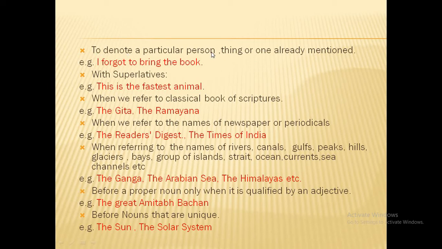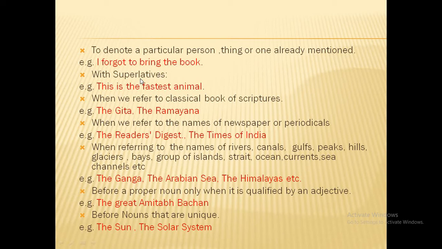To denote a particular person, thing or one already mentioned. That means we are talking about something particular, which we have already mentioned before. For example, I forgot to bring the book. The particular book that you have asked for. So when you talk about something in particular, which has already been referred to in the past, we will use the definite article the.